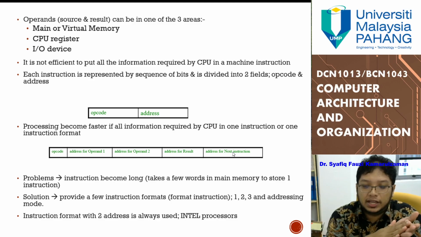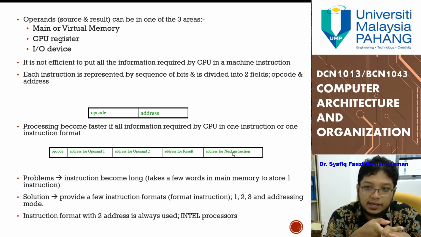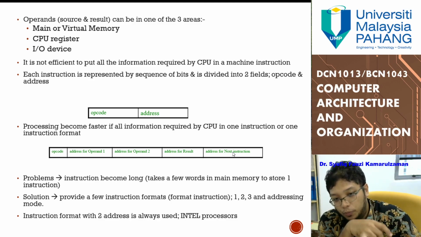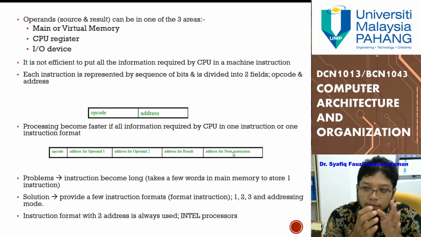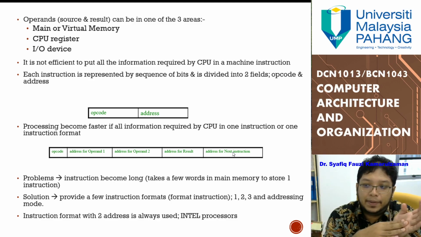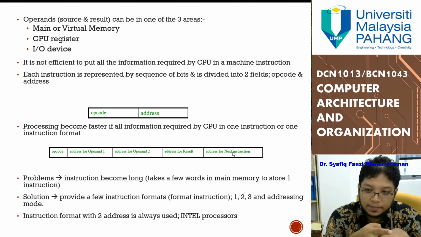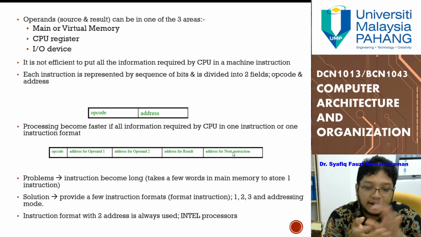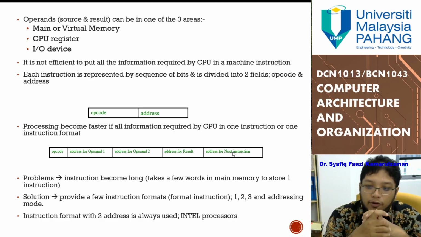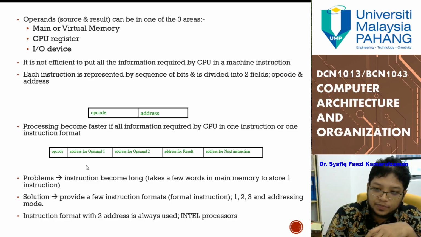The operands are usually in the main or virtual memory inside your PC, a CPU register, or any input-output device available in your PC. It's not efficient to put all the information required by the CPU in a machine instruction. Each instruction is represented by a sequence of bits, which is divided into two fields, the opcode and the address. Processing becomes faster if all information required by the CPU is in one instruction format. For example, in this case, you have one opcode, address of operand 1, address of operand 2, address for the result, and address for the next instruction.